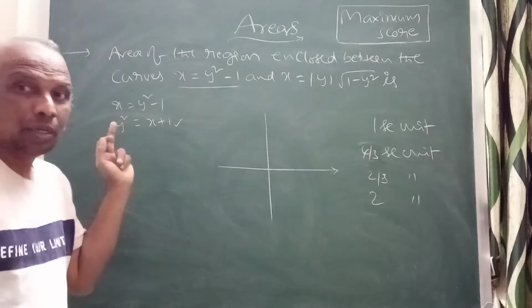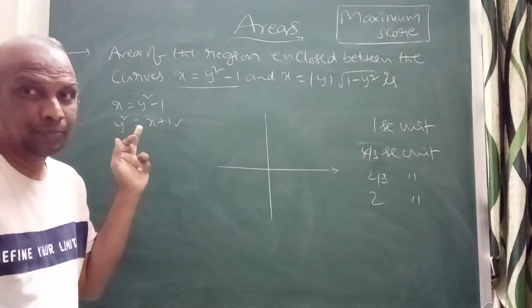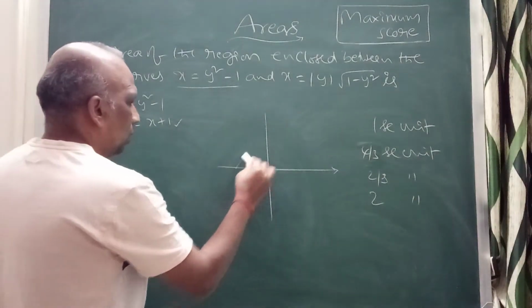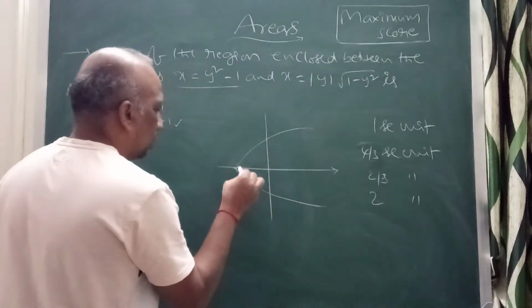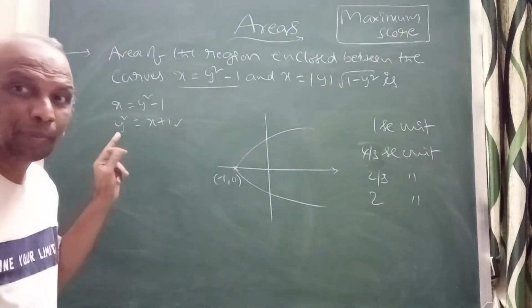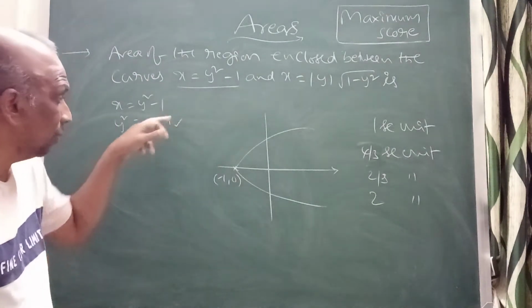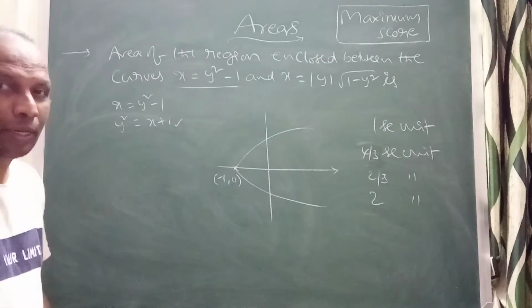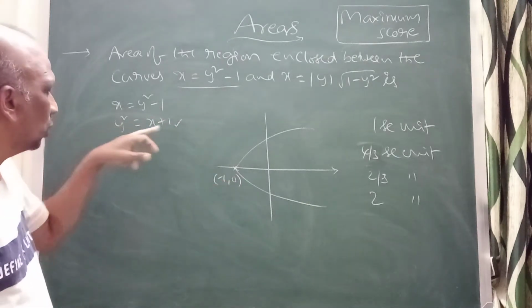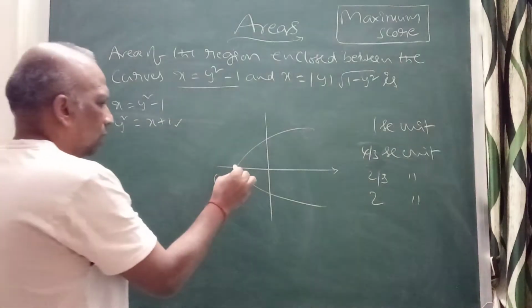So here, in this parabola, the vertex is minus 1 comma 0. So this is a parabola, we will get minus 1 comma 0. Correct? y square equal to x plus 1, y minus 0 whole square equal to x minus of minus 1. Vertex is minus 1 comma 0. Otherwise, you can check, put here y equal to 0, x equal to minus 1. It will come like this.